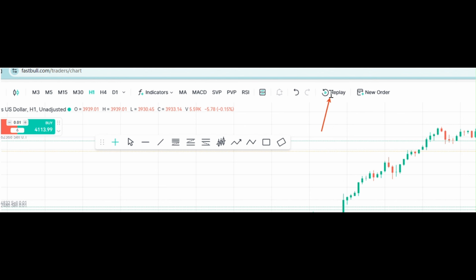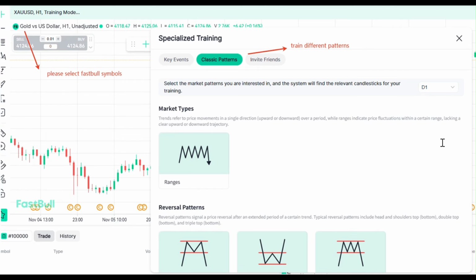So this is where you will find the replay, and they also have some other tools. Let me show you the trading tools. They also have a specialized training where you can try to master your skill, to train different patterns, for example the head and shoulders, the double bottoms, the double tops, and etc. The specialized training is where traders can exercise their trading skills and retest them during the news events.